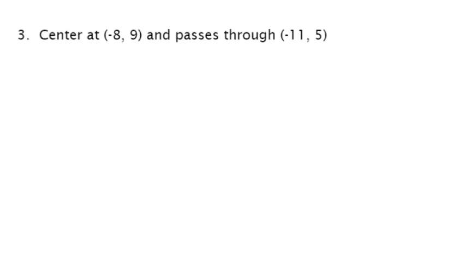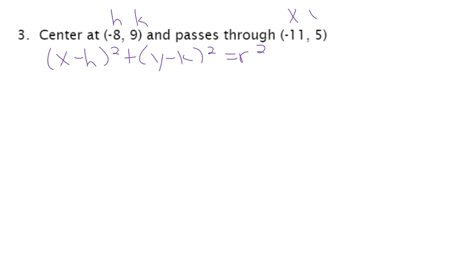For this last example, we still have our standard form. So we have x minus h squared, y minus k squared equals r squared. They tell us the center, so we have our h and our k, and the point that it passes through, we're going to treat that as x and y. So when we put that into our formula, we're going to have negative 11 minus negative 8, so that's going to be plus 8, squared. Then 5, the opposite of positive 9 is negative 9 squared equals r squared.